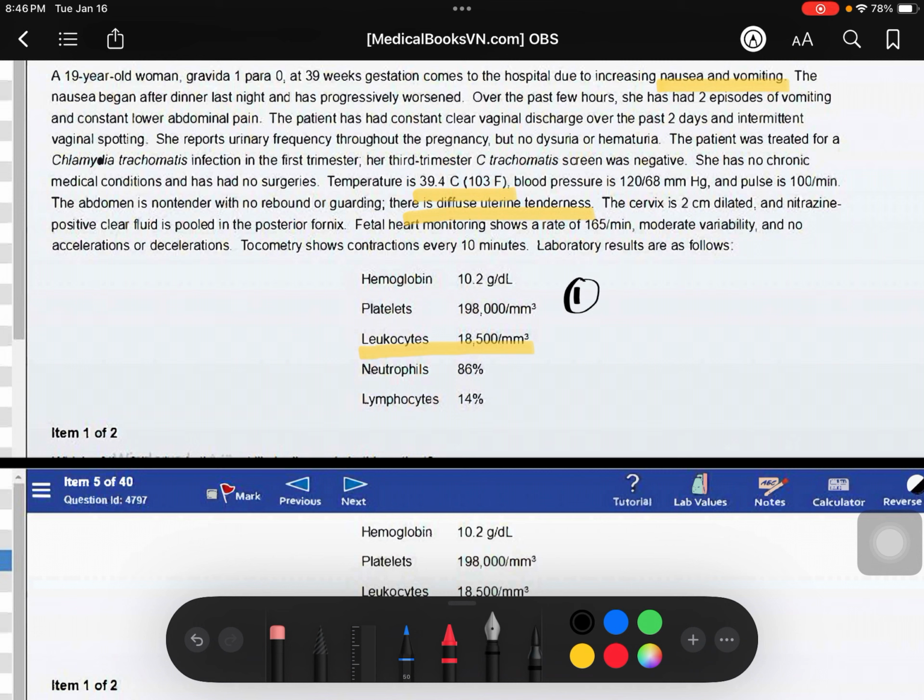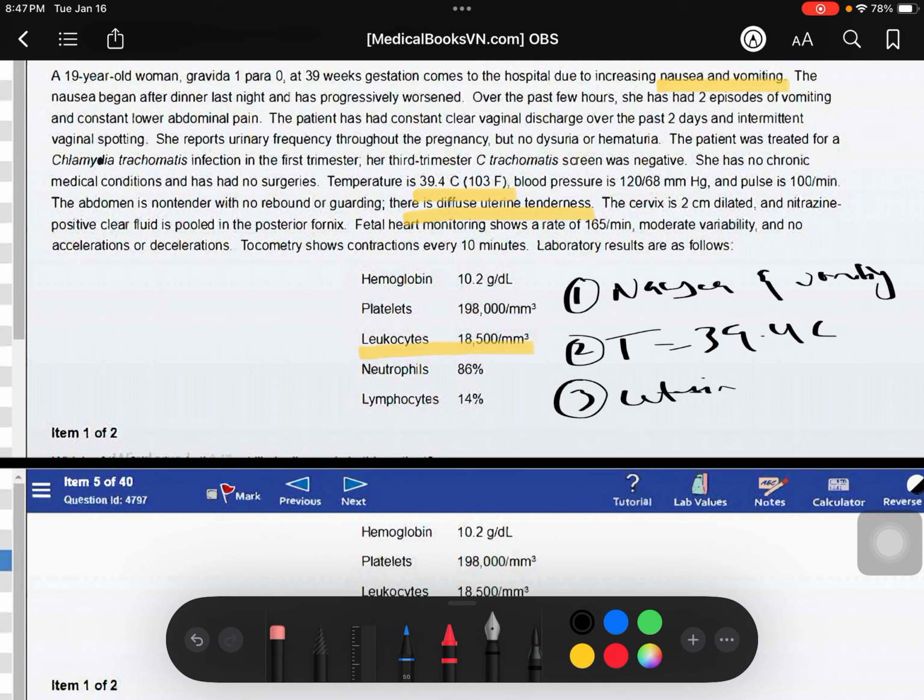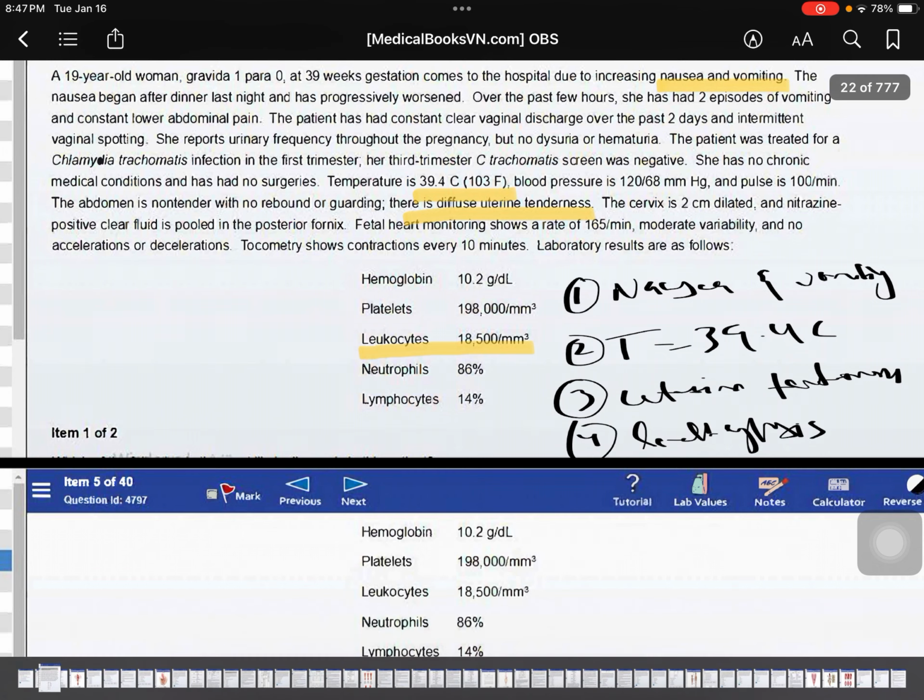So let's revise again. The first hint is that the patient is suffering from nausea and vomiting. This is the first hint to the diagnosis. The second hint is temperature equal to 39.4 centigrade. The third hint is that uterine tenderness is present. And the fourth hint, leukocytosis, 18,500. So these are the 4 hints to this question's diagnosis.